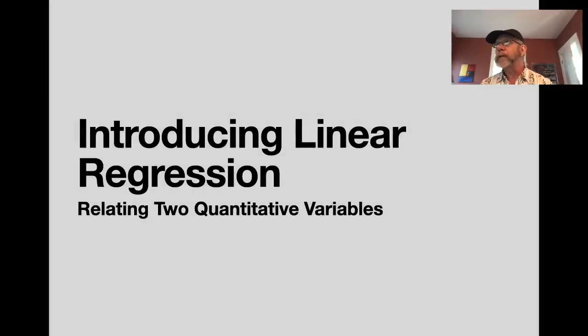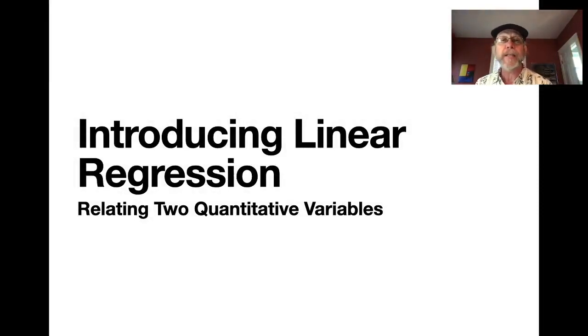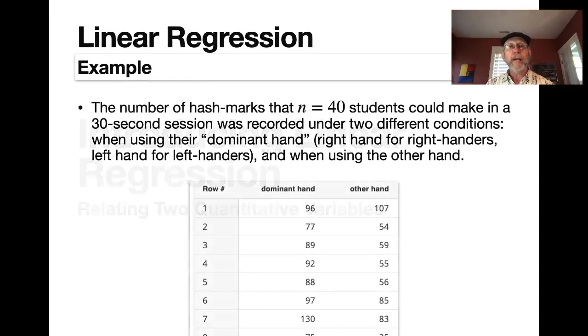So, introducing linear regression. As I said, linear regression is about relating two quantitative variables. There are other techniques that are used when you're relating categorical variables, or maybe a categorical variable and a quantitative variable. But linear regression is all about relating two quantitative variables. And as usual, I'd like to start with an example.